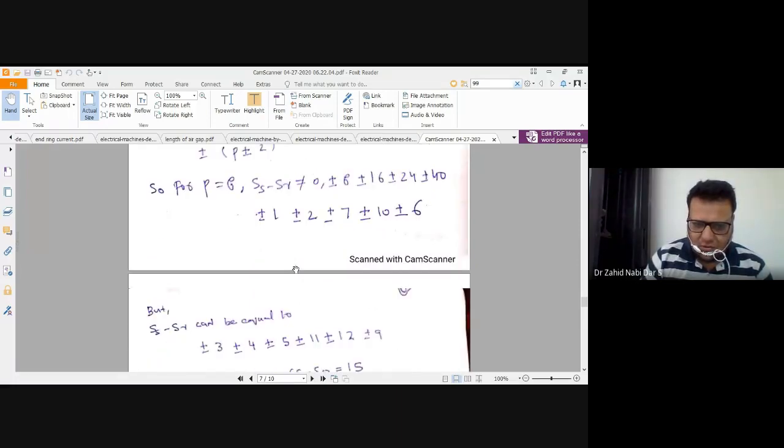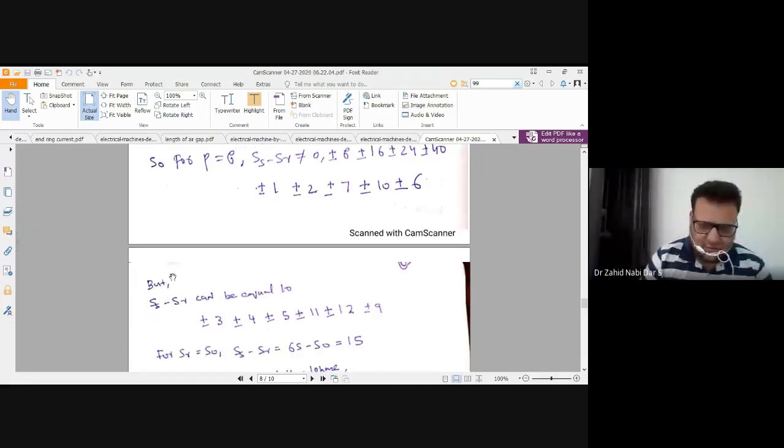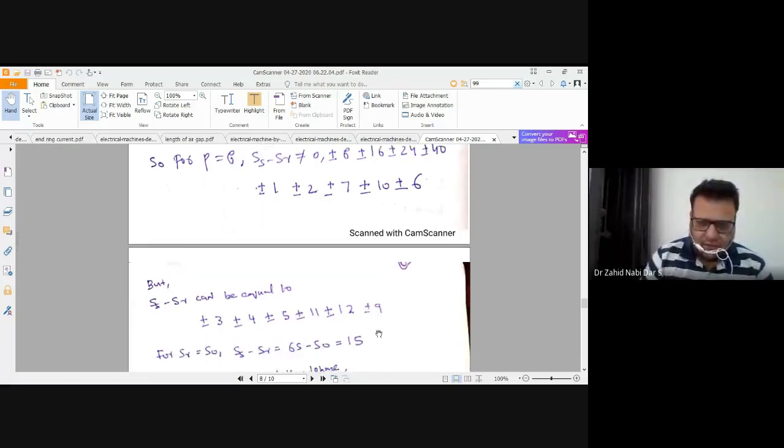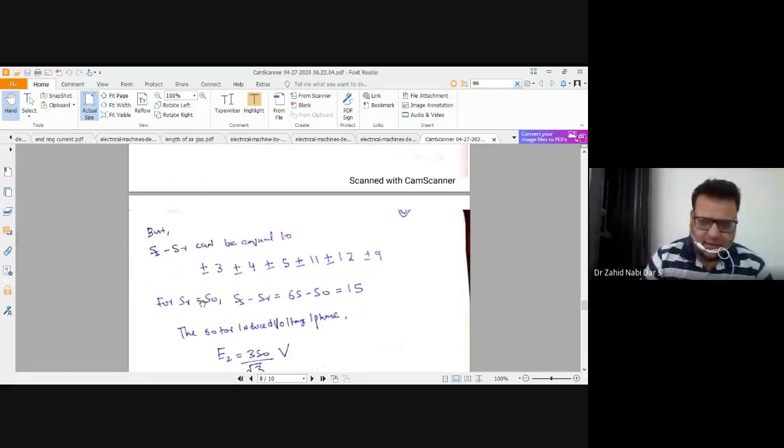But SS minus SR can be equal to plus minus. It can, apart from that, see, 3 you can take, 4 you can take, 5, 11, 12, 9 you can take. So let's suppose SR is equal to 50. So what does it mean? We are supposing SR is equal to 50. So SS minus SR is equal to 65 minus 50, which is equal to 15.